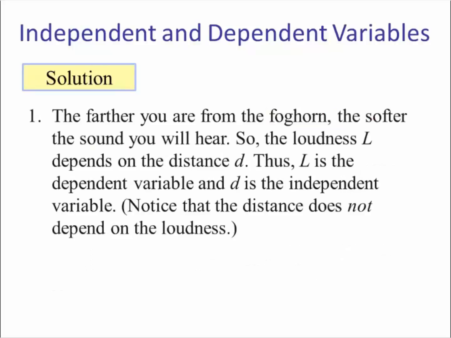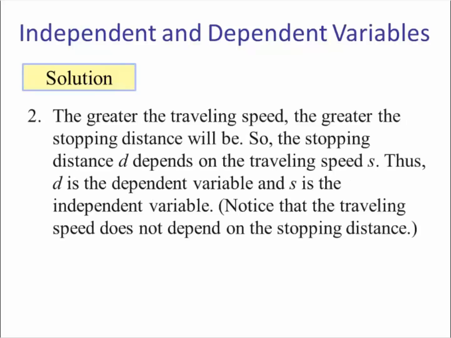For number 1, the further you're away from the foghorn, the softer the sound you will hear. So the loudness, L, depends upon the distance, d. Thus, L is the dependent variable and d is the independent variable. Now notice that distance does not depend on loudness. Number 2, the greater the traveling speed, the greater the stopping distance will be. So stopping distance d depends upon the traveling speed s. Thus d is the dependent variable and s is the independent variable. Notice that traveling speed does not depend on stopping distance.